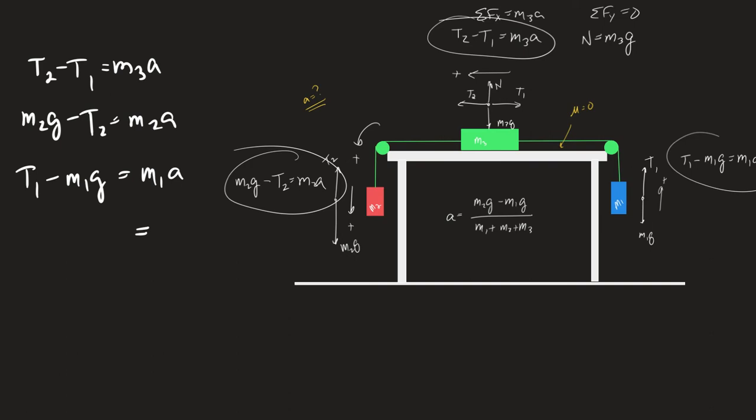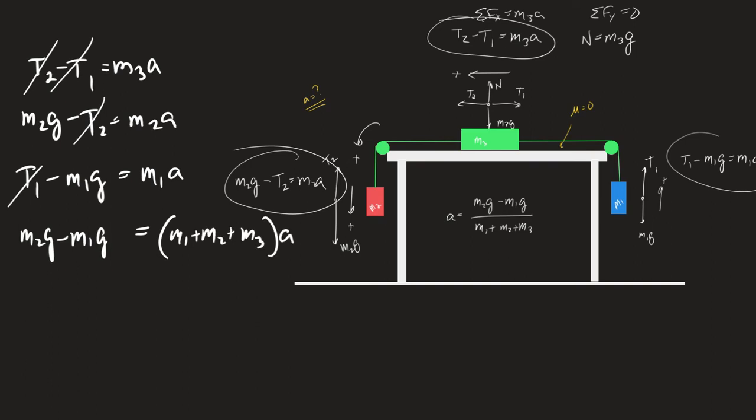But I'm just going to add these up because I have a positive T2 and a negative T2. Those will cancel out when I add them together. And I have a negative T1 and a positive T1. They're going to cancel out when I add those together. And I get M2G minus M1G on the left side and M1 plus M2 plus M3 all times A on the right side.